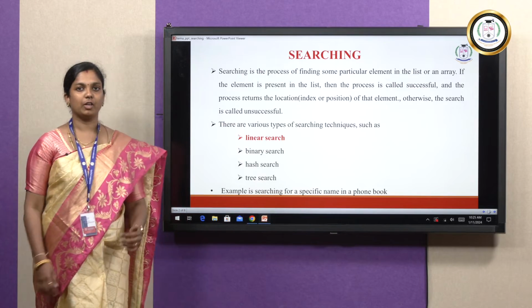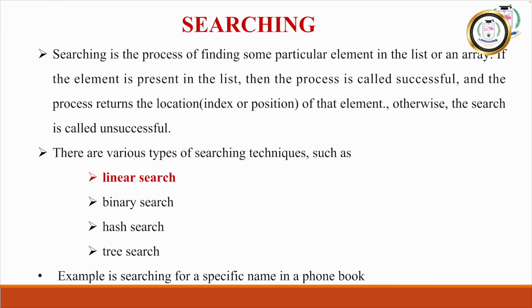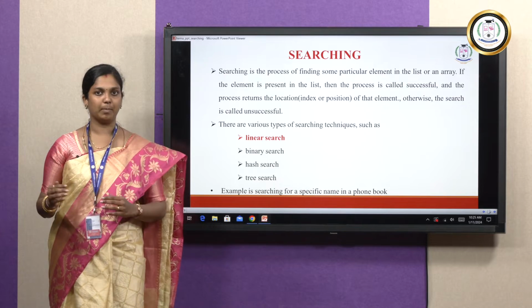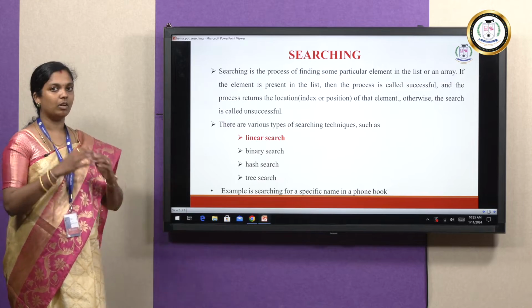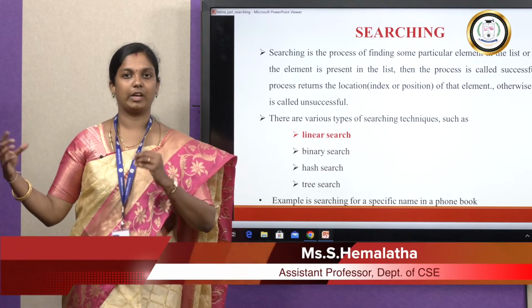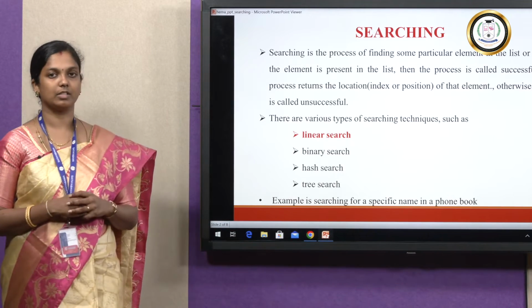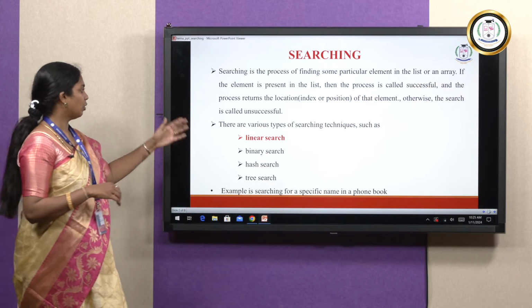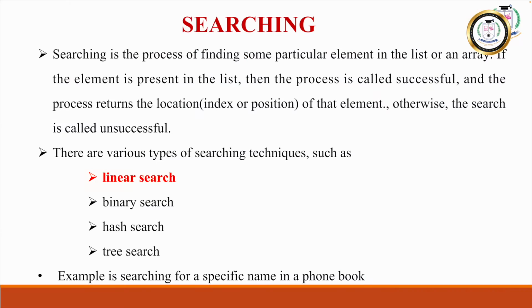Before getting into the searching techniques, first we will see what searching is. Searching is a process of finding a particular element in a list or an array. If the element is found, it helps us find the address, location or index of that element; otherwise the search is unsuccessful. There are various types of searching techniques such as linear search, binary search, hash search and tree search.